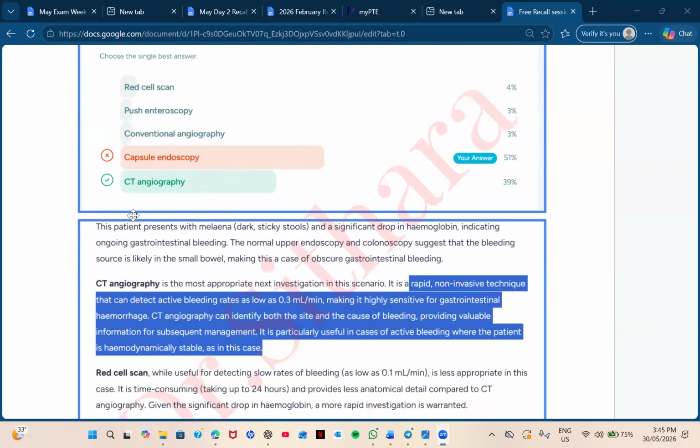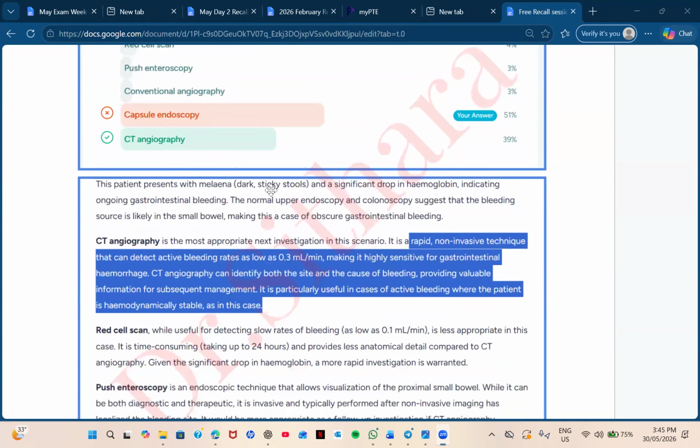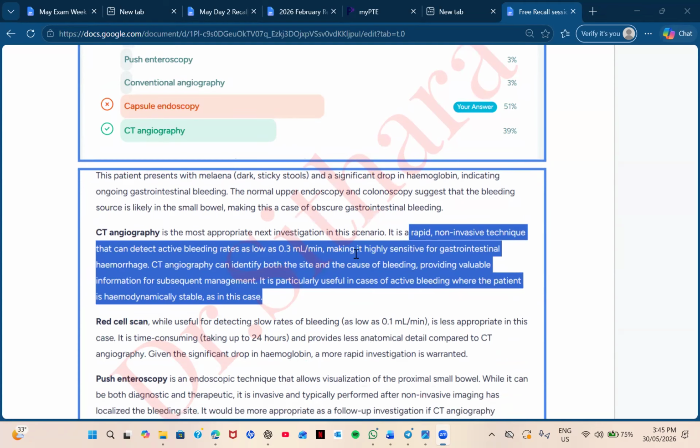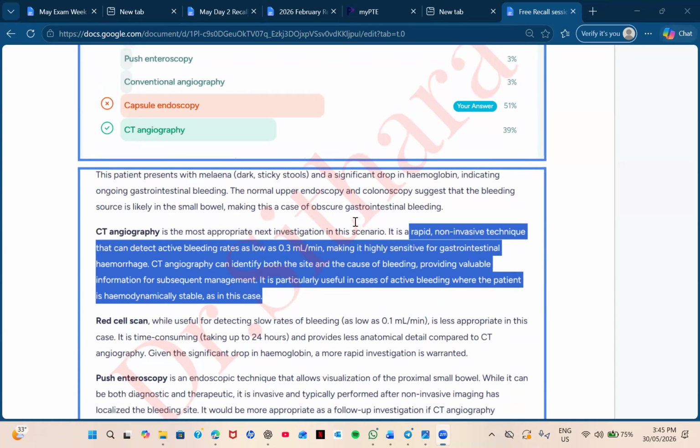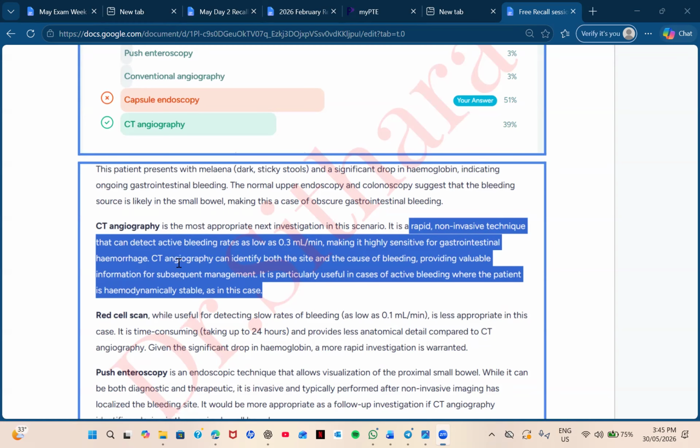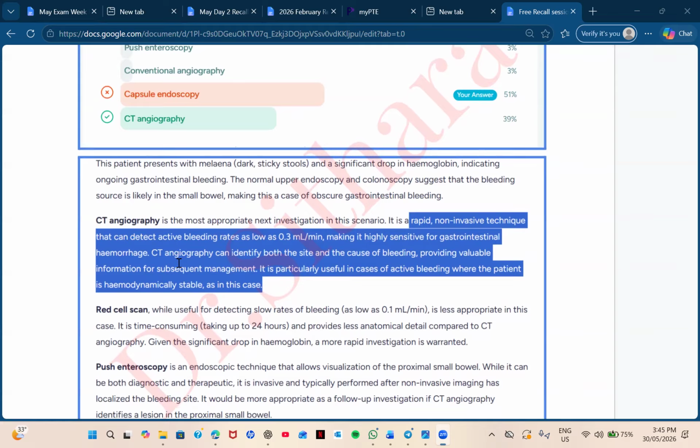Patient stable, okay. So patient present with melena, dark sticky stool, and significant drop in hemoglobin, indicating ongoing GI bleeding. The normal upper endoscopy and colonoscopy suggest that the bleeding source is likely in the small bowel, making this a case of obscure GI bleeding, right? We don't know what is the source, it's an unknown source, right? So here CT angiography is the most appropriate next investigation in this scenario.